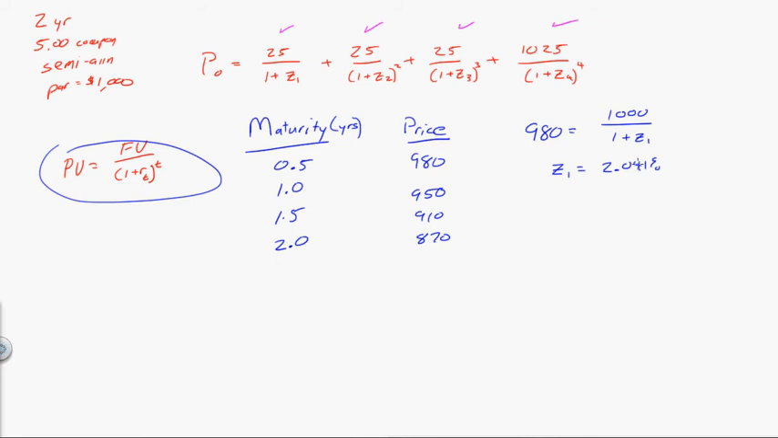But what I've done, this is 6 months, so this is a semi-annual rate. So if I were to tell you what the spot rate is, I would say in terms of 1 year, the spot rate is 4.082%, which is double that, right? So what I have over here is, if Z1 is equal to 2.04%, that's 1.02041, and now I need to find Z2, Z3, Z4.